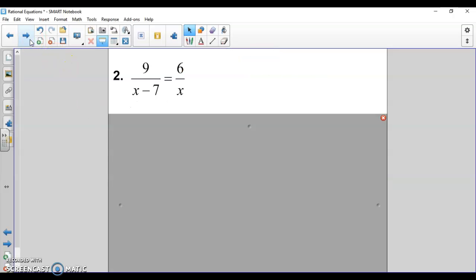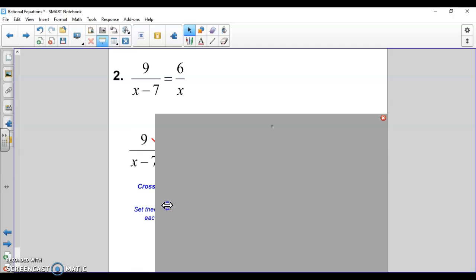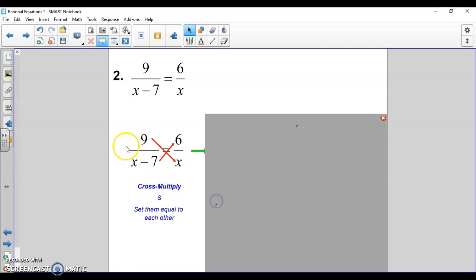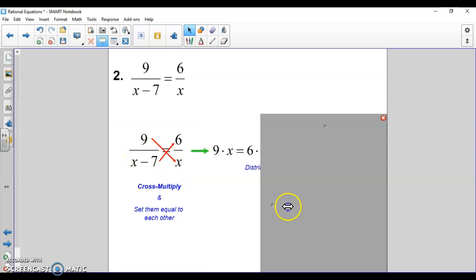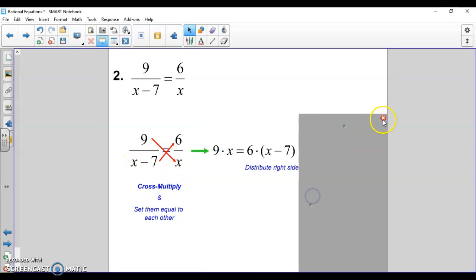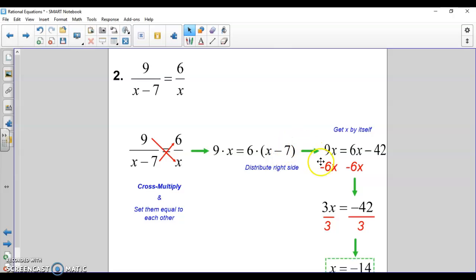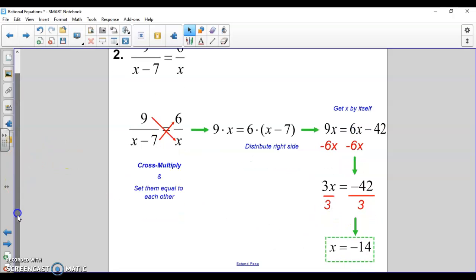Next. Same idea, cross multiplication. You do 9 times the x, 6 times the whole thing, x minus 7. So we have that. You distribute the right side, or whatever side you put it on. It doesn't matter what side you put those two on, as long as they're set equal to each other. Then you just work on getting x by itself. So you subtract 6x, divide by 3. Eventually you get x equals negative 14. So you're good to go there.